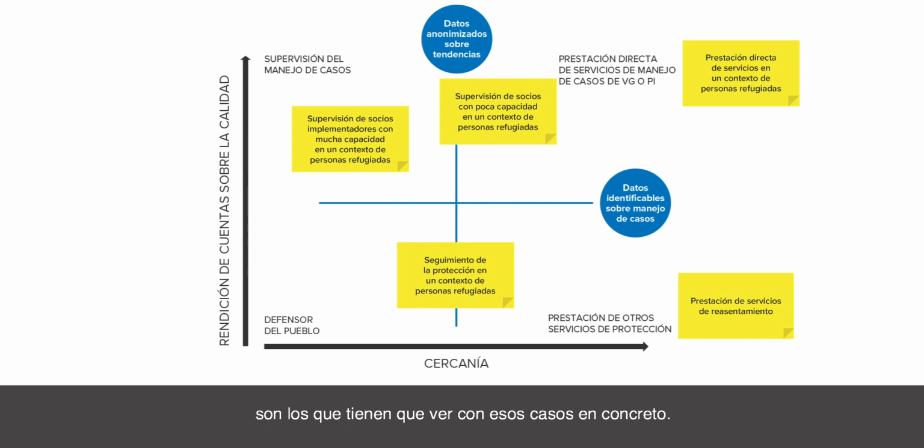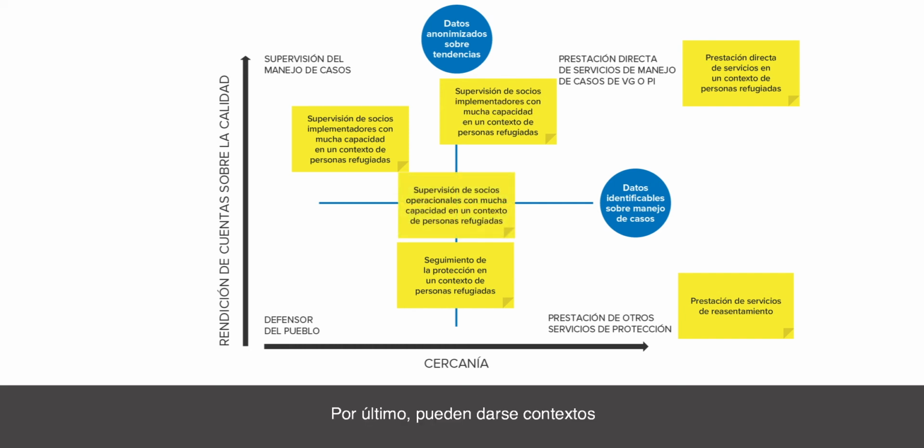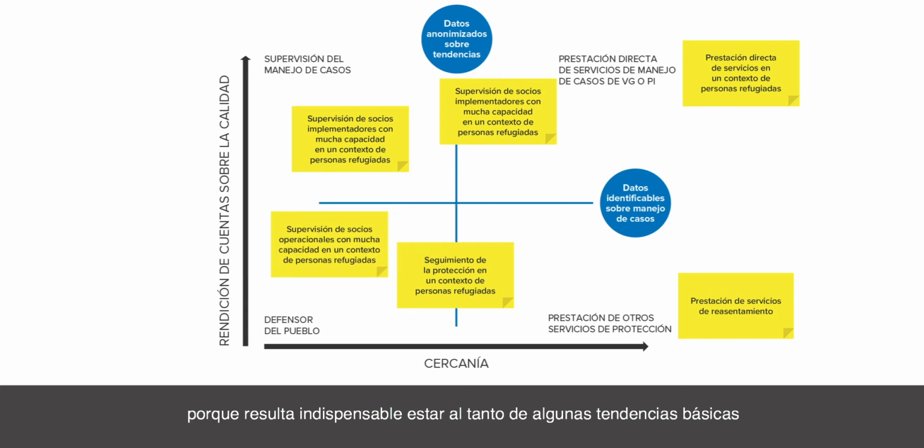And then finally, if we were in a context where you have a high capacity operational partner in a non-refugee context and you're doing oversight as part of coordination, so let's say you're the co-lead in a coordination group, that's also going to go far to the left and far to the bottom, because again, you do need some basic trends to understand what is going on, who's working where, that sort of thing. But you really aren't going to be involved in the accountability of the quality of their programming because A, they have high capacity, and B, they're not an implementing partner.